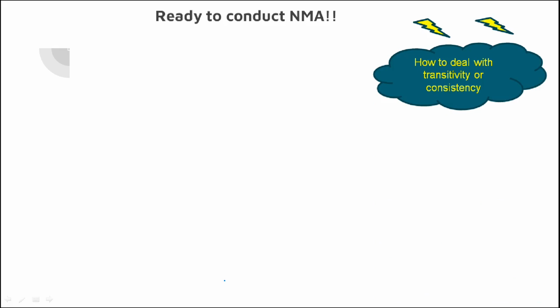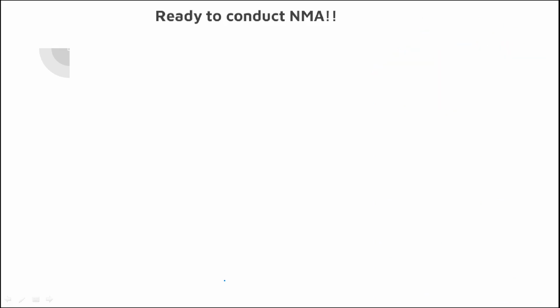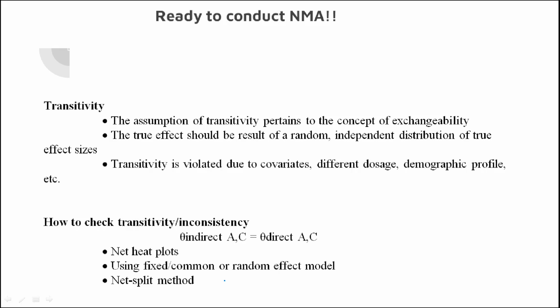But before that, we need to understand how to deal with transitivity or consistency. Transitivity actually means how and to which extent your two studies are comparable to each other. For example, if your first study, that is A versus B, and your second study, C versus B, are having different populations, one is reporting outcomes in a comparatively younger population, whereas the other study is reporting outcomes for an older population, then you cannot compare those two treatments because the transitivity assumption has been broken. Similarly, if the dosage forms are different or the dosage strengths are different, even in that case the transitivity has not been taken care of.